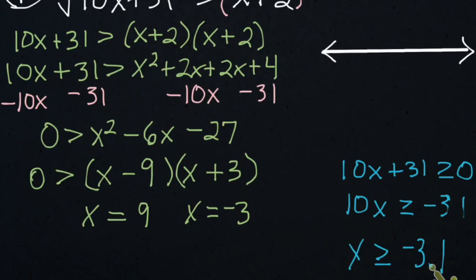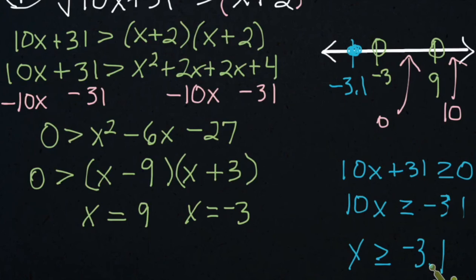Okay, now let's put it on the number line. Negative 3.1 is the most negative number. Then I have the negative 3 and the positive 9. The negative 3 and the positive 9 have open circles, and the negative 3.1 has a closed circle. Now we plug in numbers. I usually do a 0, and in this case, we'll go ahead and do 10.